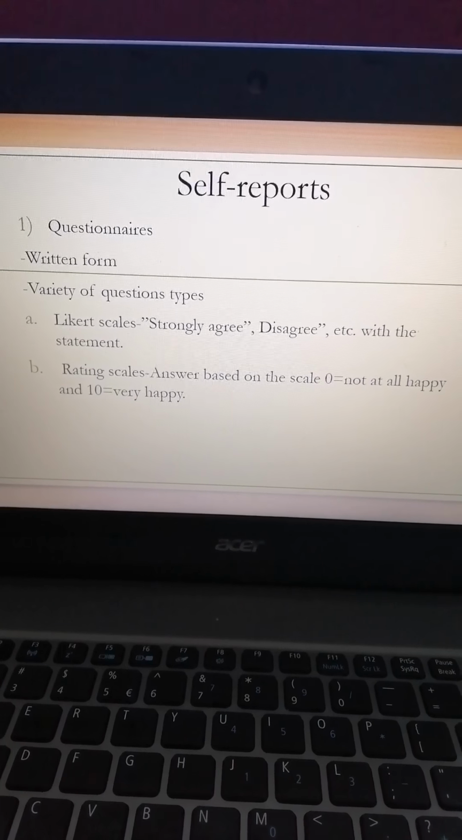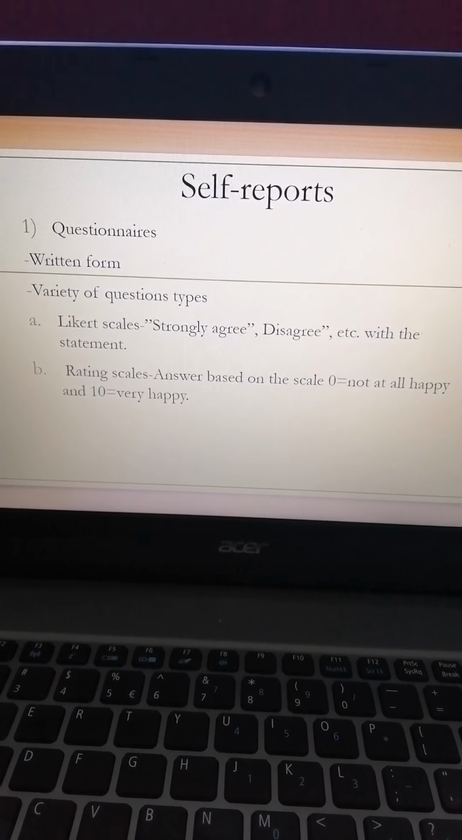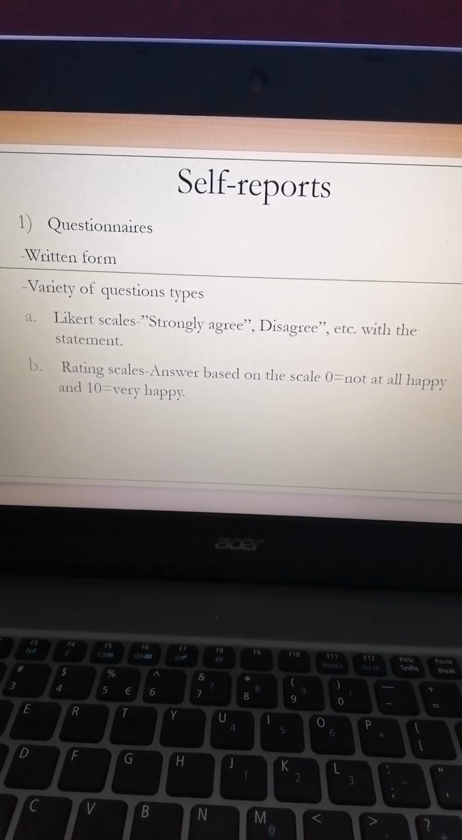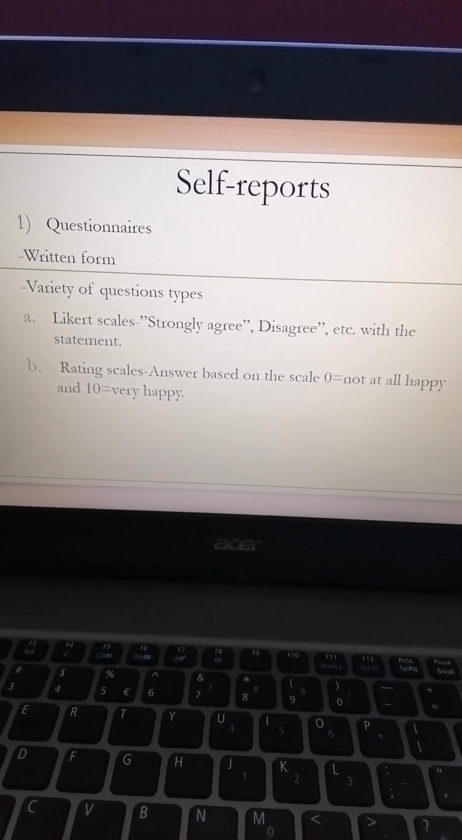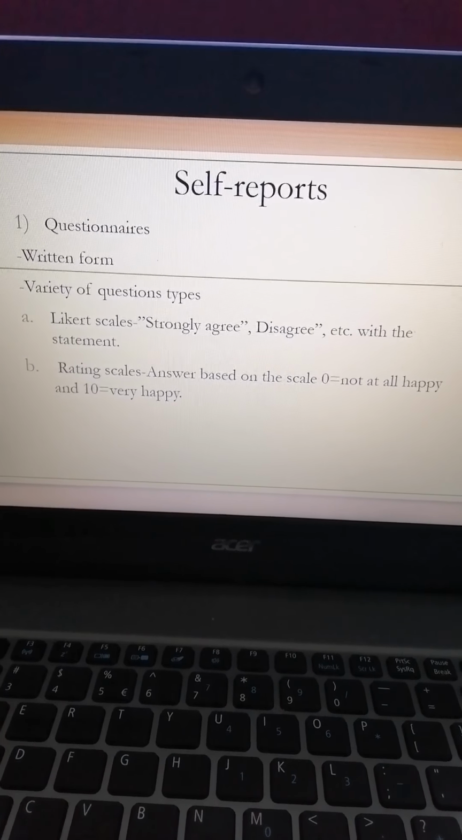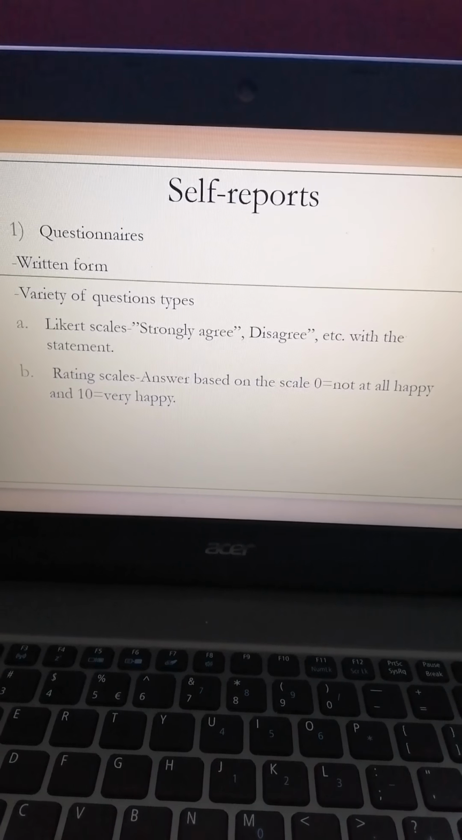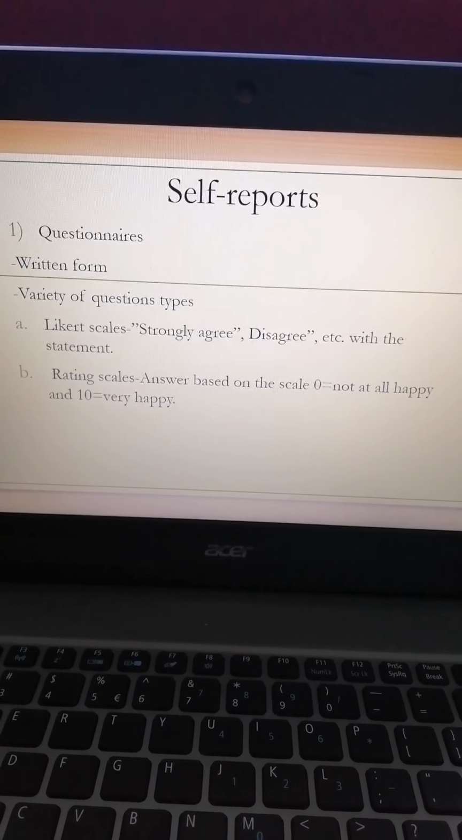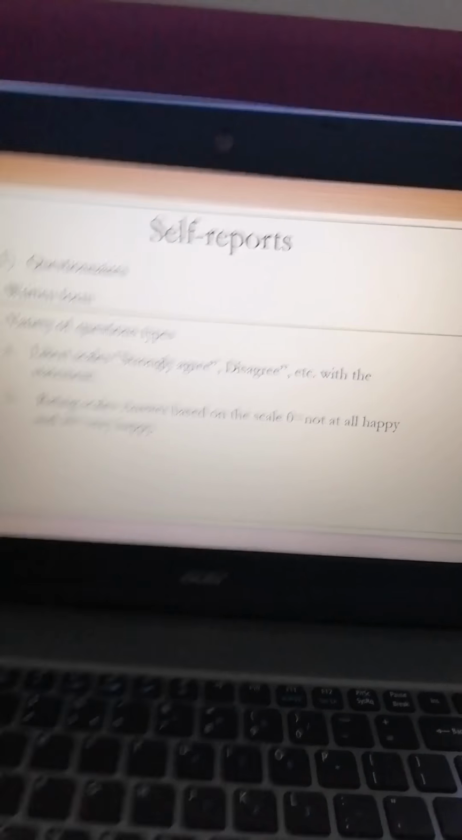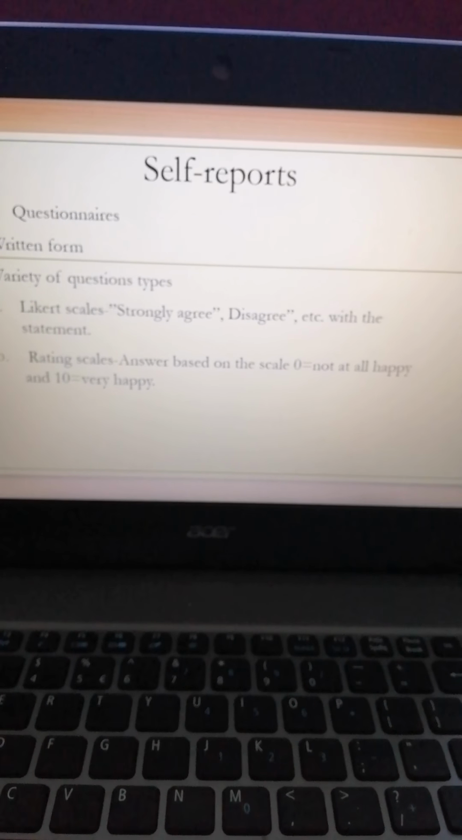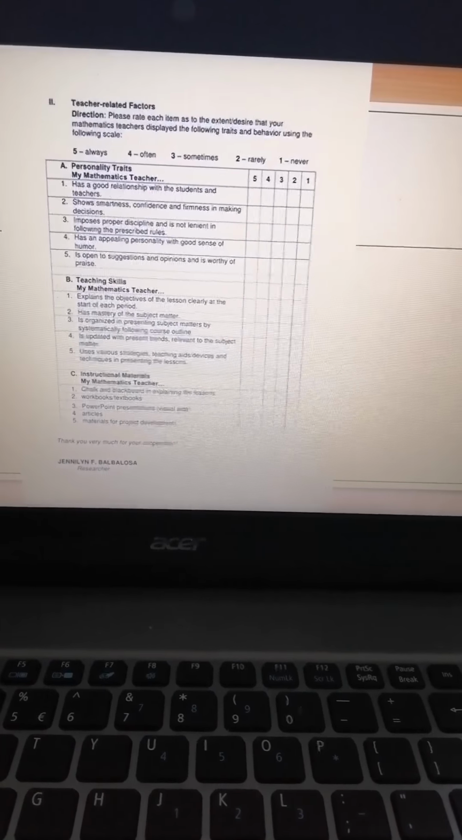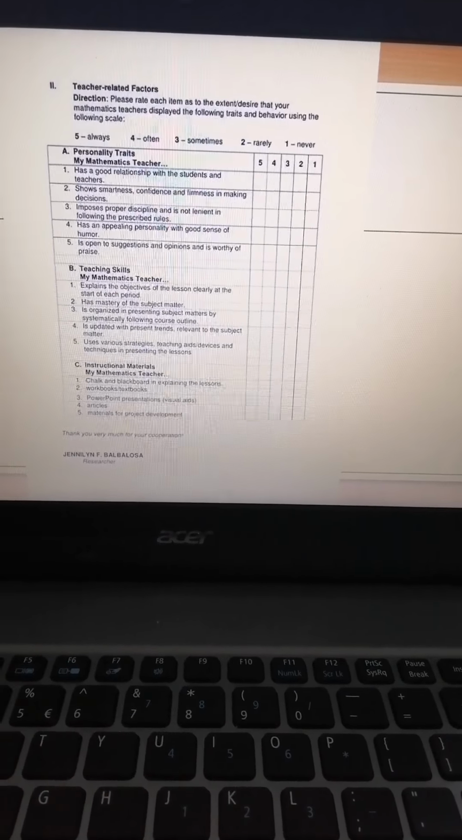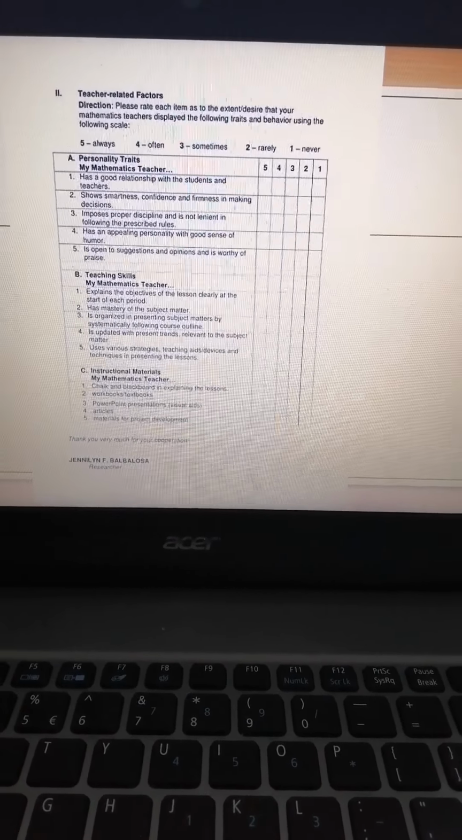The first one, questionnaire, normally it's in the written form, and there's a variety of question types. For example, the first one, Likert scales. It is a statement which comes with options such as strongly agree, disagree, etc., with the statement, as I've mentioned earlier. Here are the statements and the Likert scale from 1 to 5.